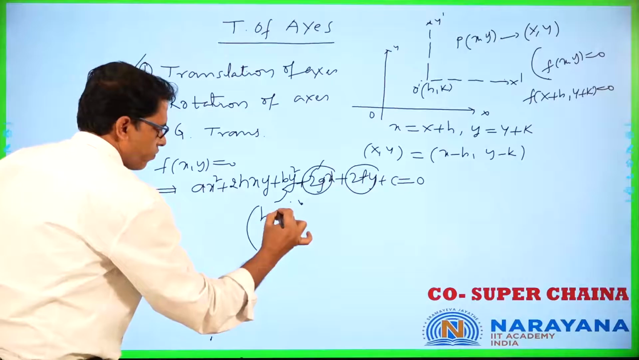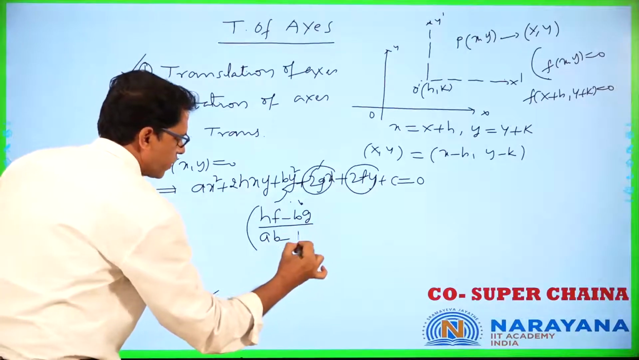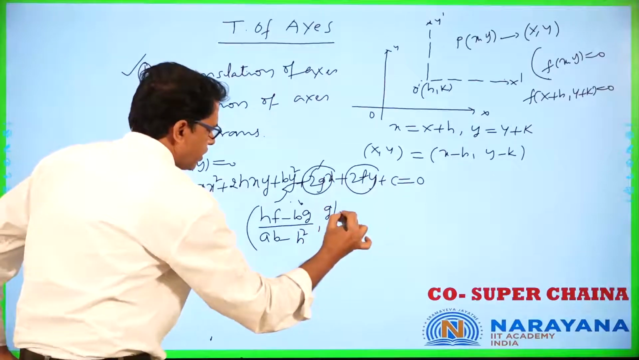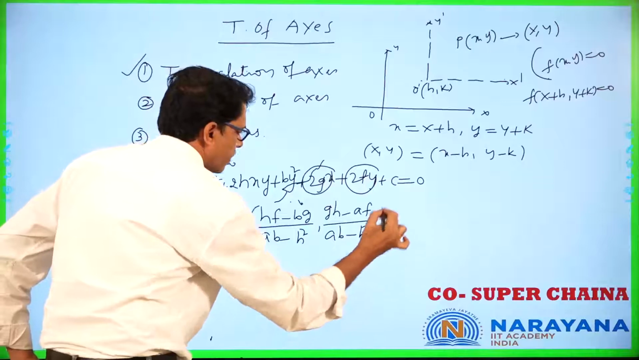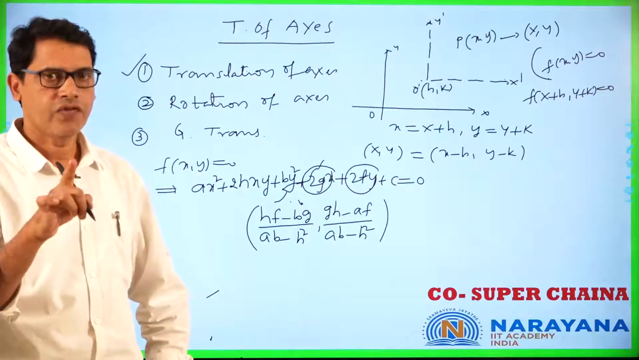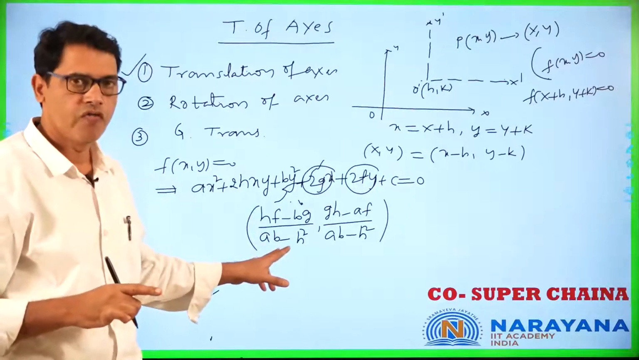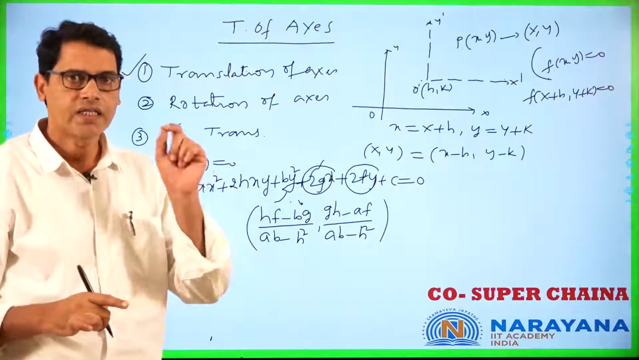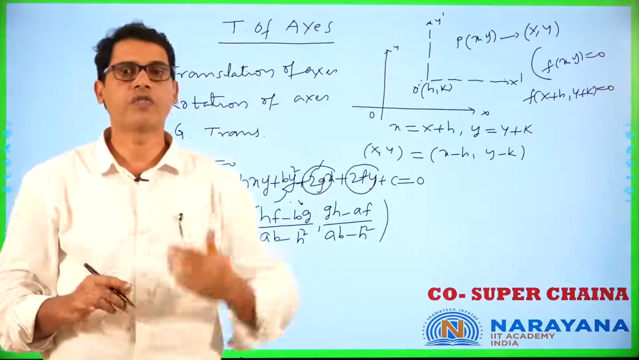That point is given by (hf minus bg) by (ab minus h square), comma (gh minus af) by (ab minus h square). If you translate the axes to this point, what happens? The x term and y term get eliminated in the transformed equation.